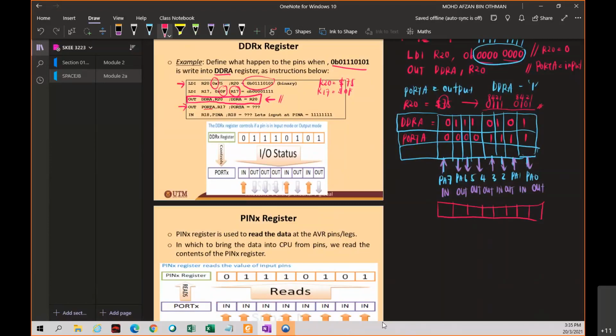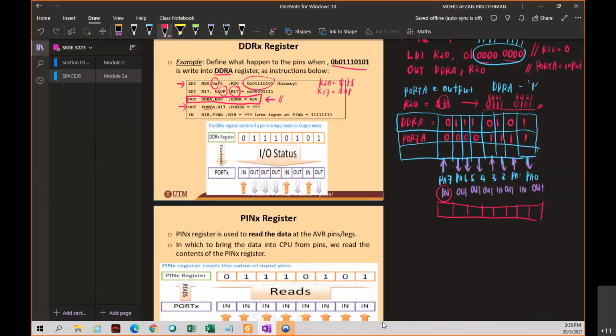Alright. So sekarang ni, kosong ni, boleh keluar tak? Yang ni, dekat PA7. Boleh tak dia keluar ke sini? Tak boleh. Kenapa tak boleh? Sebab yang ni input. So value yang ni tak boleh pergi ke sini.